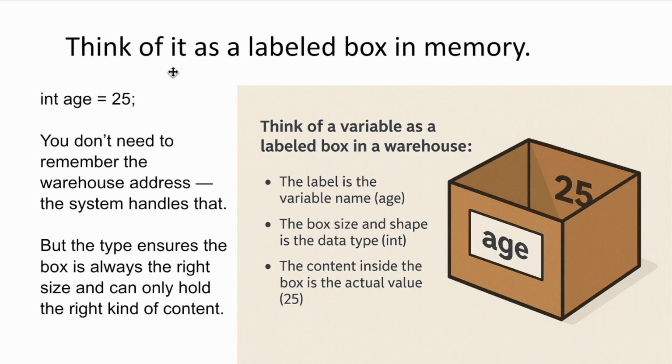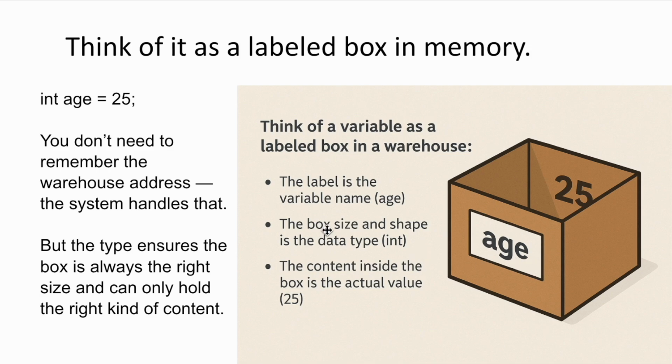So, when you write this code, you are telling the JVM, give me a box labeled age, sized for an integer, and place the value 25 inside it. And if you later write age equals 200, you are simply replacing the contents of the box. The label and the size remain the same, but the value has changed.